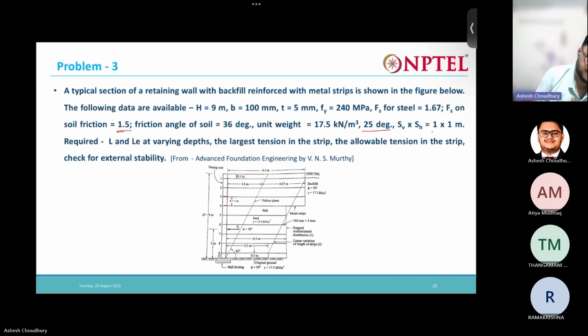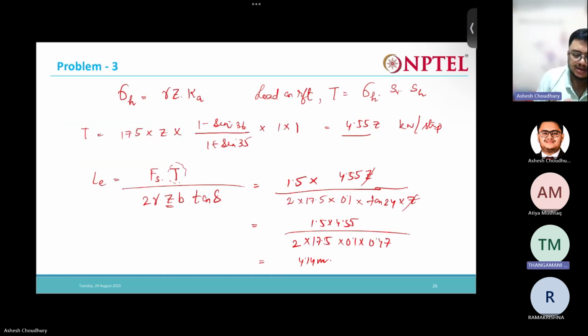Now this is a little bit different way of satisfying the stability criteria. The internal stability criteria, the tensile tension criteria and the pull out criteria, we already satisfied in this part. Now we will be trying to satisfy the external stability criteria.